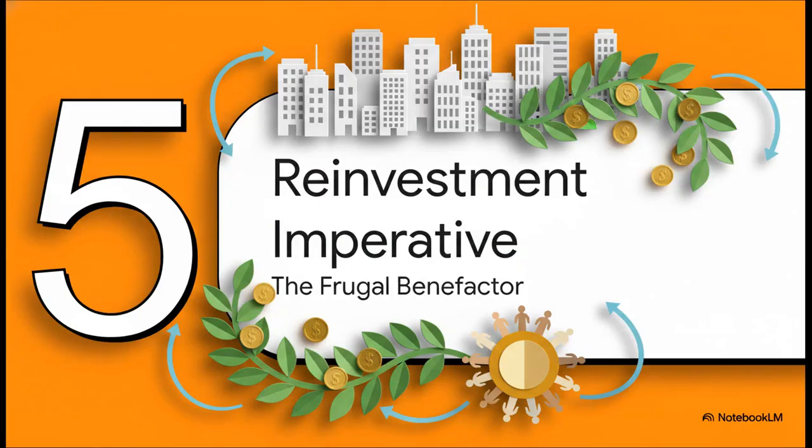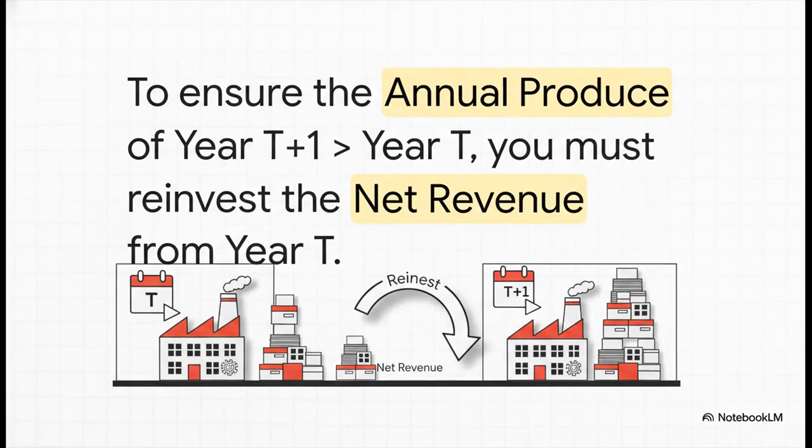This all leads us to the final, crucial step, the actual decision to reinvest. And as Smith argued, this isn't just a personal choice you make with your money. It's an act that actually benefits all of society. I mean, the entire game of economic growth boils down to this really simple formula. If you want to make sure that next year's output is bigger than this year's, you have one option and one option only. You must reinvest this year's net revenue.